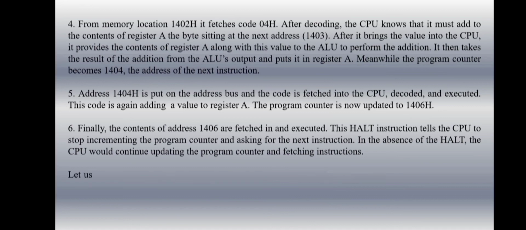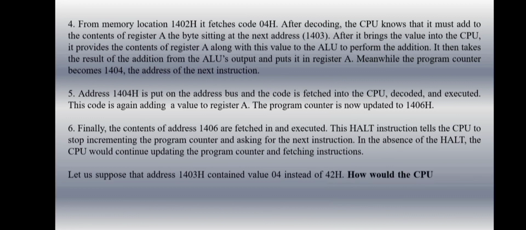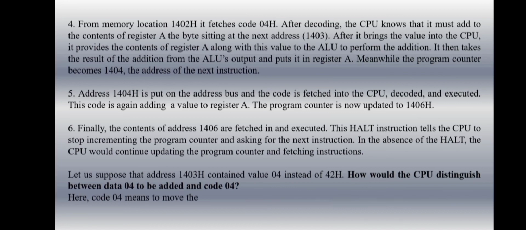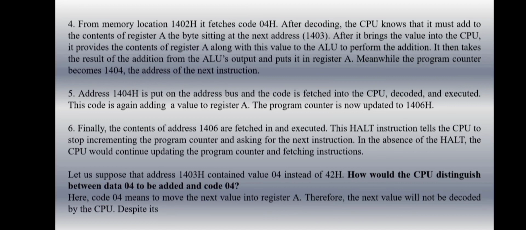Let us suppose that address 1403H contained value 04 instead of 42H. How would the CPU distinguish between data 04 to be added and code 04? Here, code 04 means to move the next value into register A. Therefore, the next value will not be decoded by the CPU. Despite its value, it only moves the contents of the following memory location into register A.